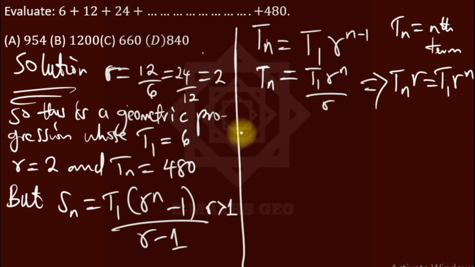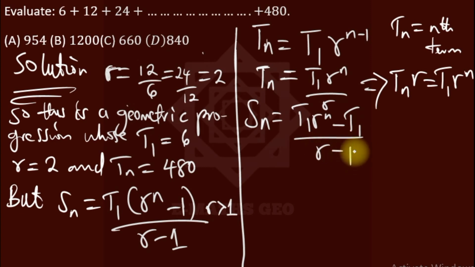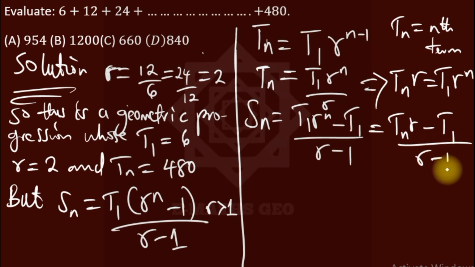So this makes our solution very easy, because if we open up the bracket, this is T1 r^n minus T1 over r minus 1. And we can replace T1 times r^n with Tn r, making it very easy for us to solve. Because if we try to solve for n, we'll move to logarithm, so we don't need it. So the best way is to express it in this form.